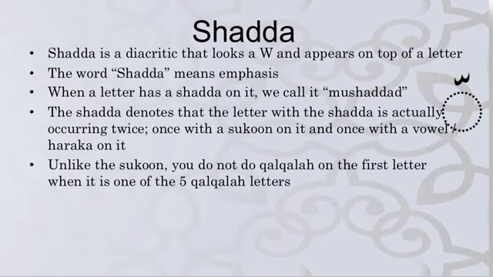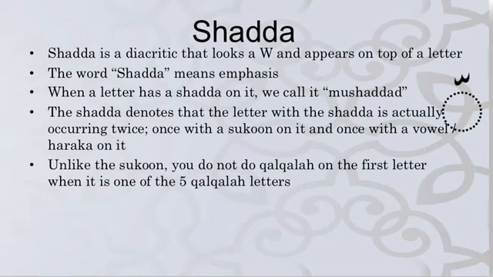But basically what happens with the shadda is that once the letter is occurring with a sukoon on it, and once the letter is occurring with a vowel on top of it. But in shorthand, in Arabic, you write that letter once and you just add a shadda and the vowel or diacritical mark on top of the letter to let you know that this letter is occurring twice. But unlike the sukoon, whenever a shadda occurs, you don't do qalqala on one of the five qalqala letters.